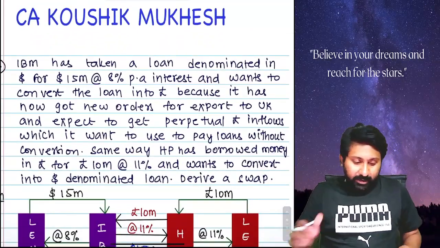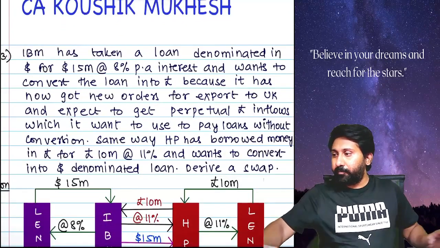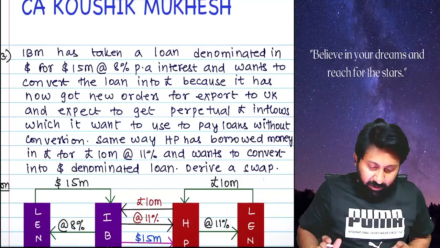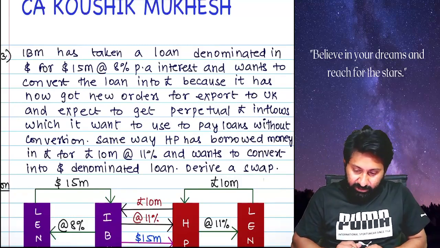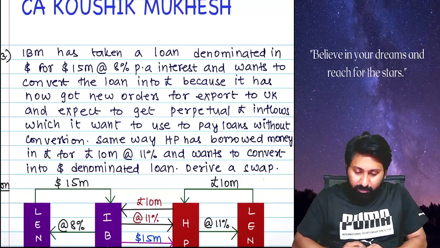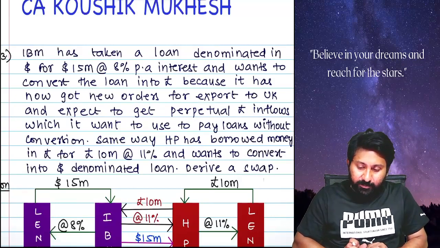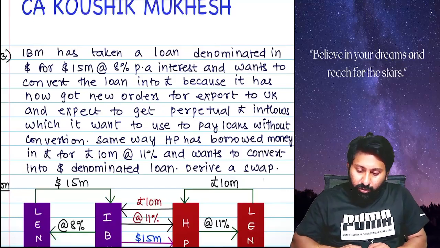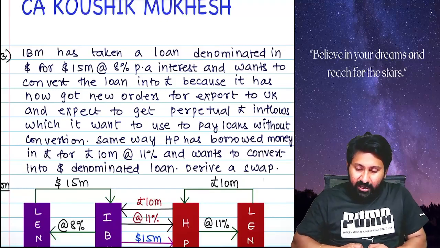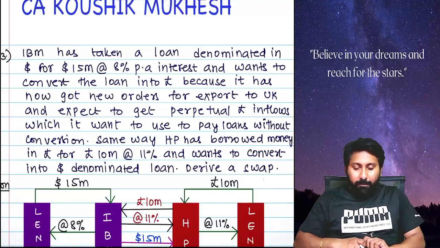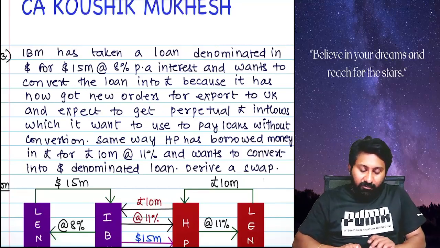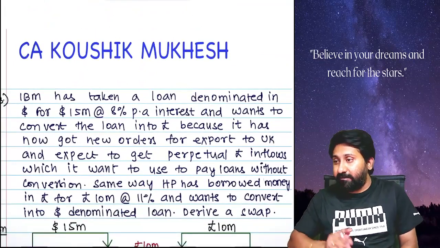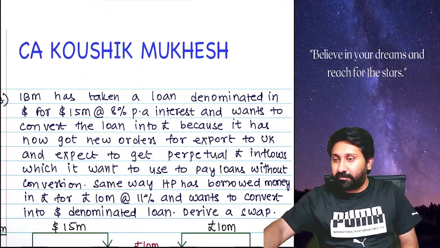Next question. Take question number 3. IBM has taken a loan denominated in dollar for $15 million at 8% interest and wants to convert the loan into pounds because it has now got new orders for export to UK and expects to get perpetual pound inflows which it wants to use to pay the loans without conversion. Same way, HP has borrowed an amount in pounds, 10 million pounds at 11%, and wants to convert into a dollar denominated loan. Derive a swap. It is an RTP question, a very good question. Read the question before we start with the solution.